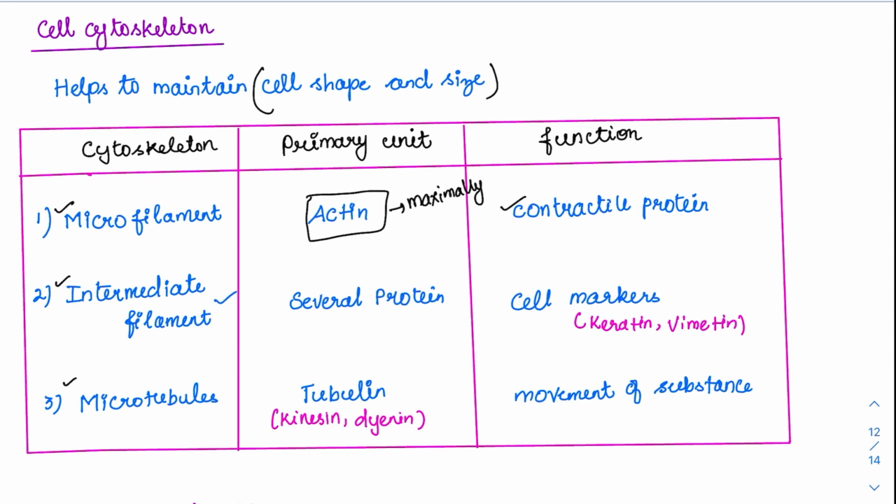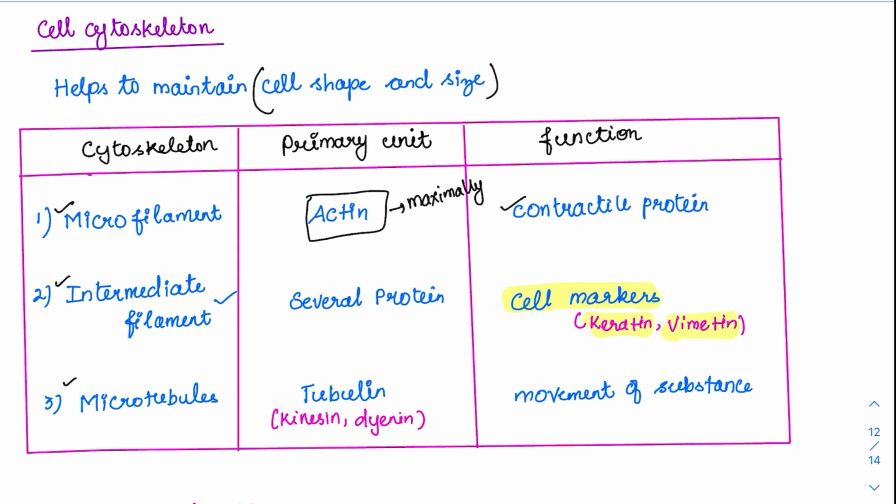Then comes the intermediate filament. The intermediate filament is made up of several proteins, but it doesn't have any single primary unit. But they are used as cell markers, especially keratin and vimentin. Both of them are used as cell markers.